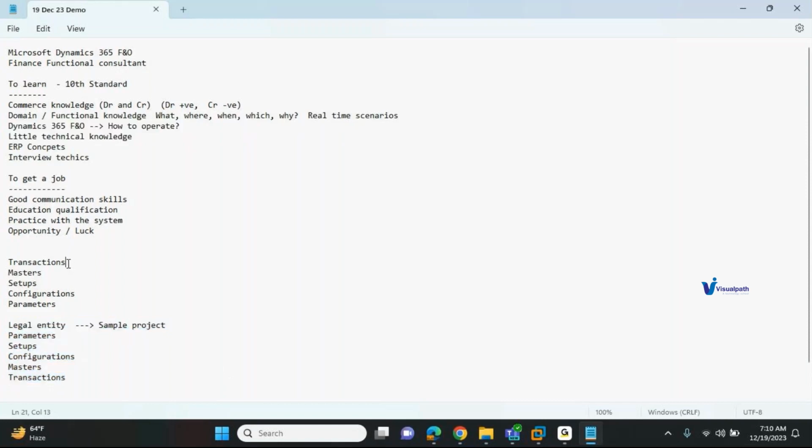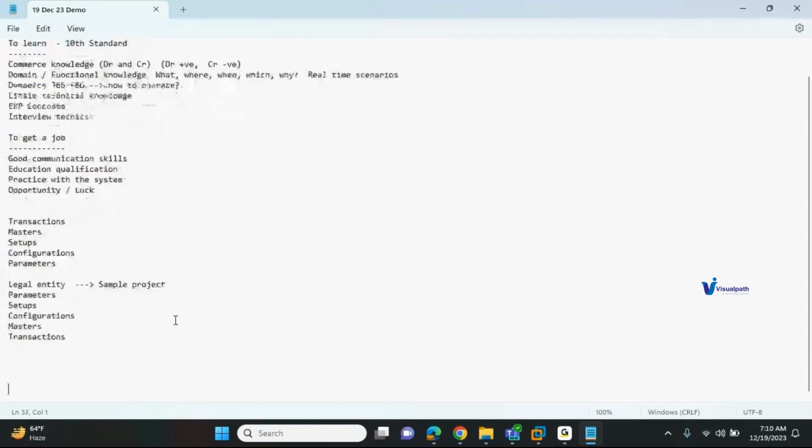First, I will teach you about the transaction. Then masters, setups, configurations, parameters. Once you are familiar with all these things one by one, then after 1 month, I will create a new company and I will do all the setups. It is a project, sample project you are going to learn.